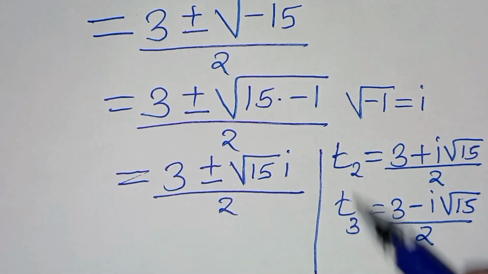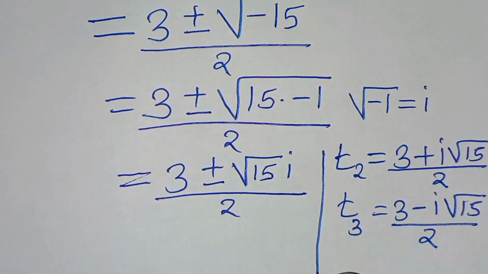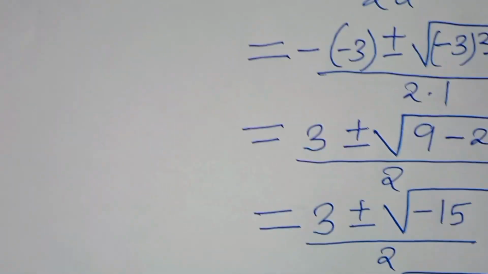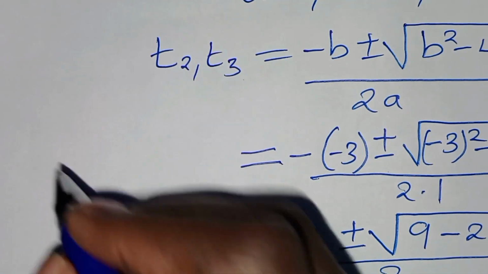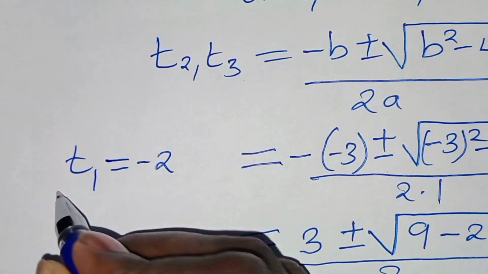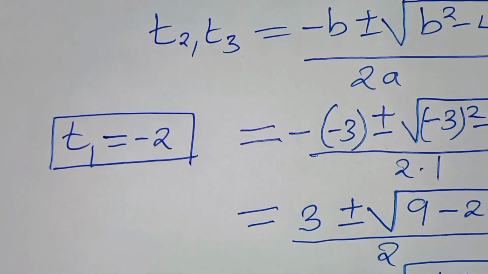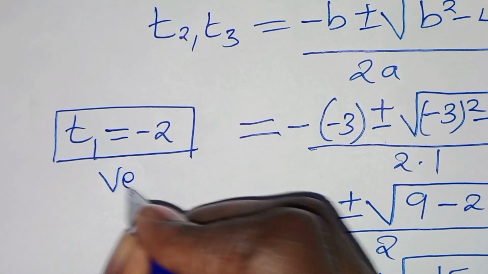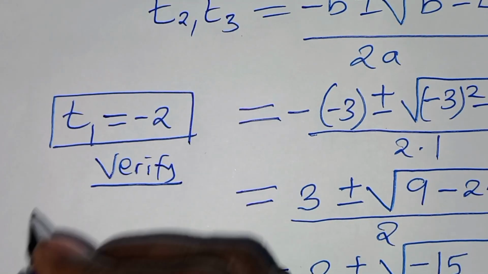So these are two complex solutions that we have, t2 and t3. These are complex solutions. And we only have one real solution from here, that is t1, which is equal to minus 2. This is the only real solution that we have. So we can verify from here. We can verify.